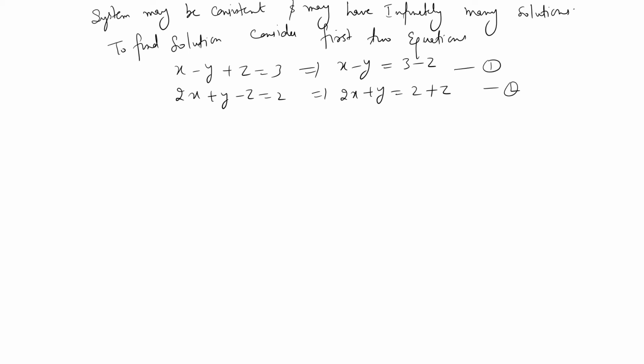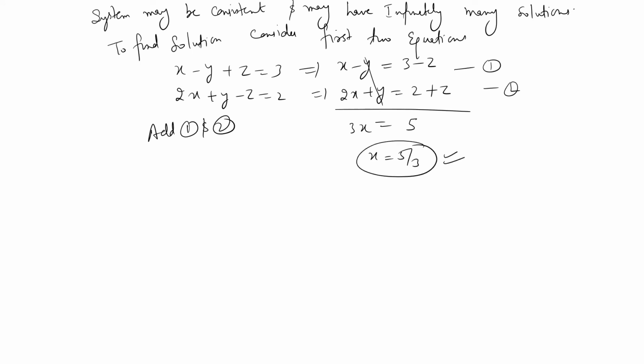But instead of that, the very simple thing is, because I need just the values of x, y and z, I can simply add them also. So this will be better. Add 1 and 2. So what do I get by adding? It will be your 5. Okay, so x turns out to be 5 by 3.